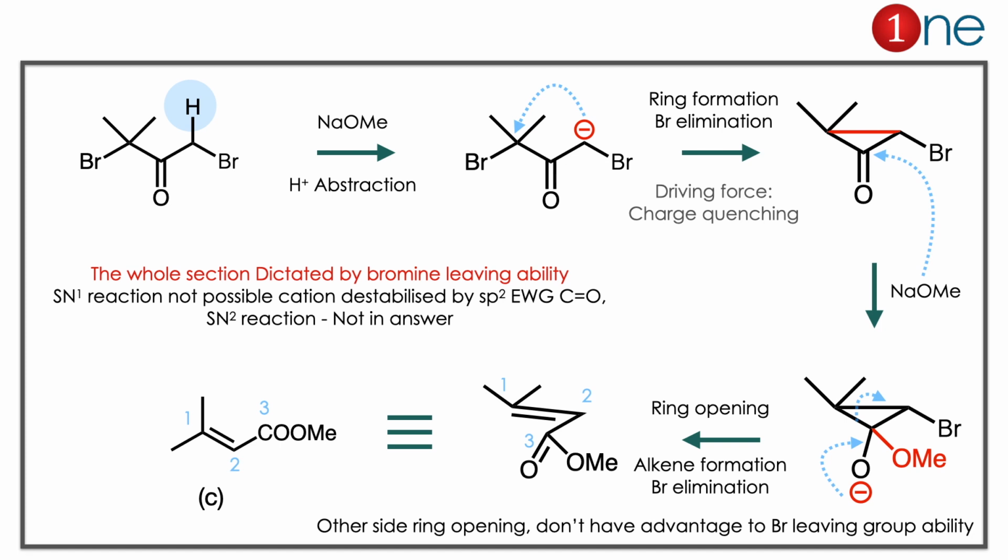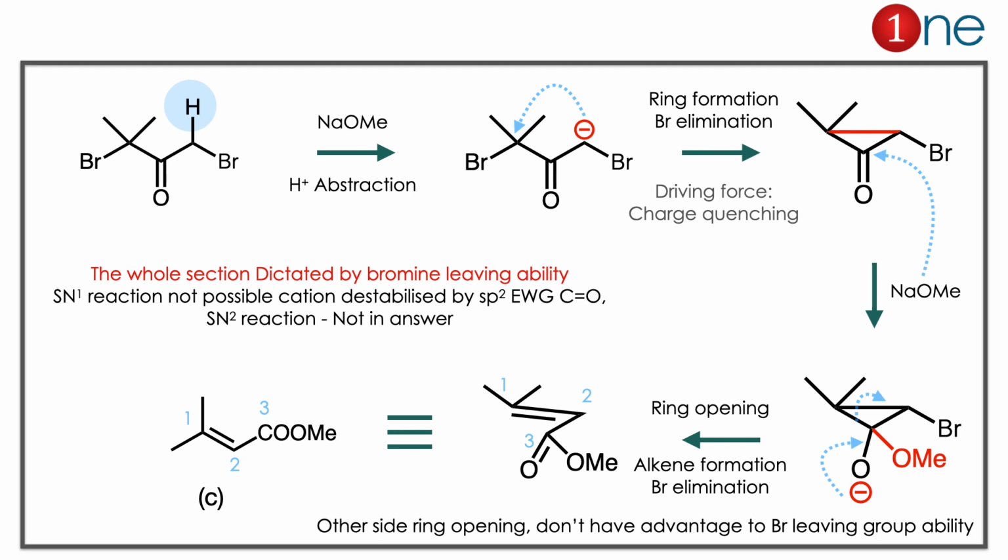So let us start with the possibilities. You are using sodium methoxide, so possibly the acidic proton will be removed. So proton abstraction, anion formation. The anion has to be quenched. The anion is quenched by forming a 3-member ring. So the 3-member ring is formed, bromine is eliminated. The 3-member ring will be more straightforward.